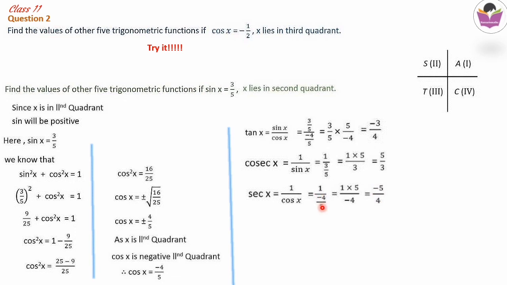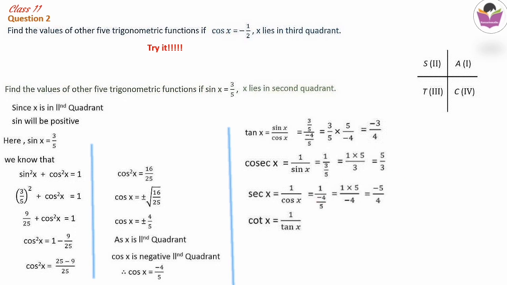Minus 4 by 5 is the cos x value. If you take the reciprocal, numerator and denominator will be interchanged. So 5 divided by minus 4. This is not a mandatory step, just for understanding purpose it is written. How it is: 1 division is changed to multiplication, then reciprocal, 5 into minus 4. Just a lower class calculation, this one, for understanding purpose. Directly also we can write.